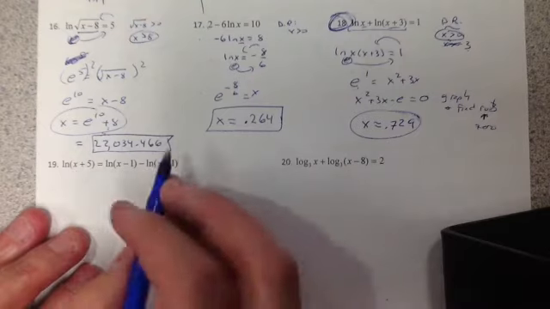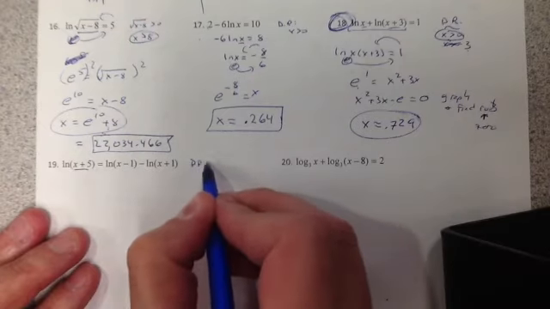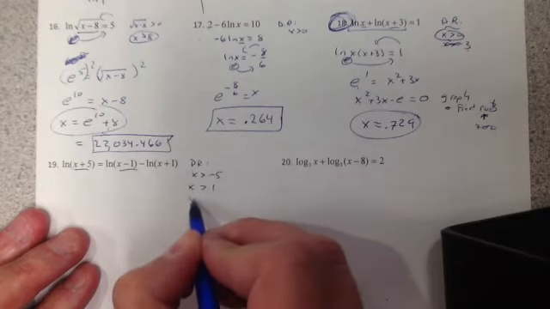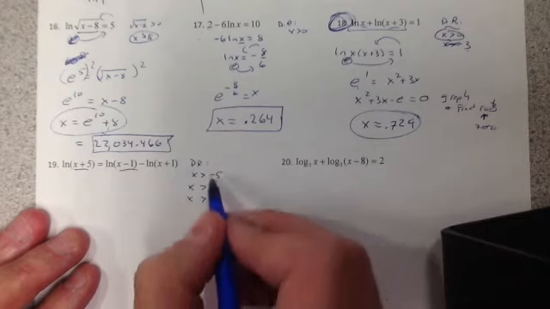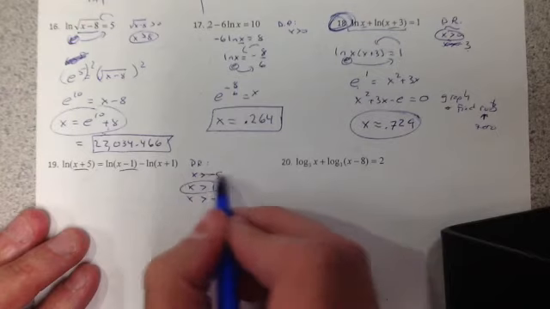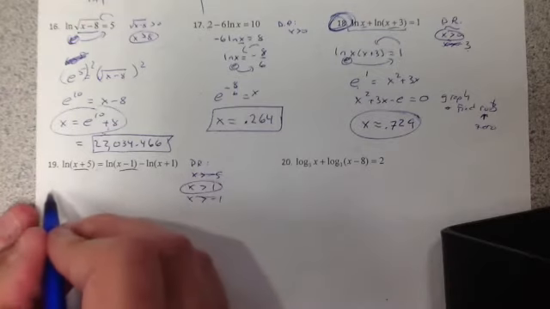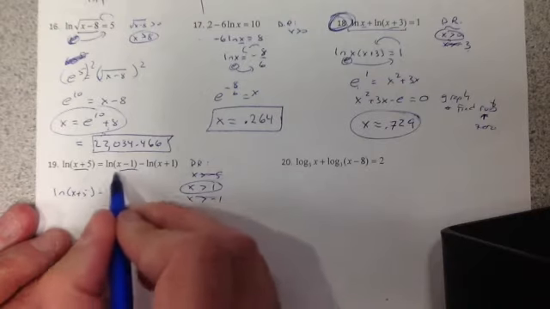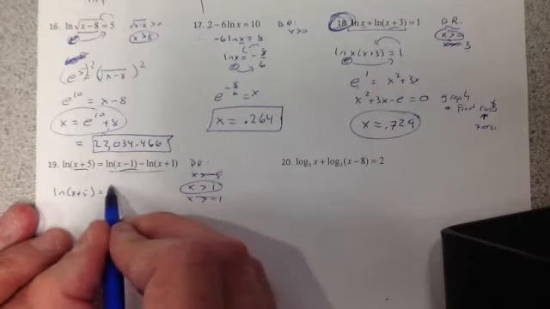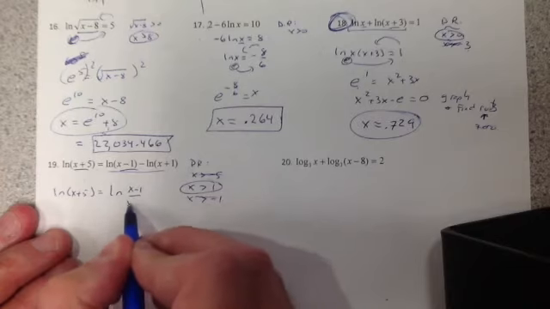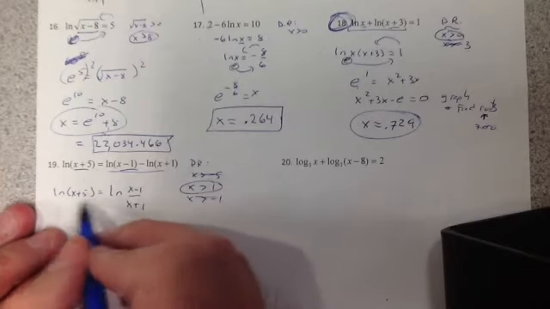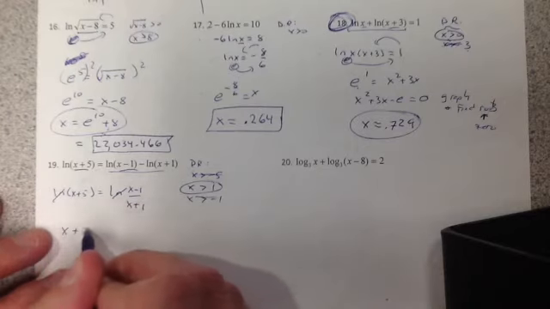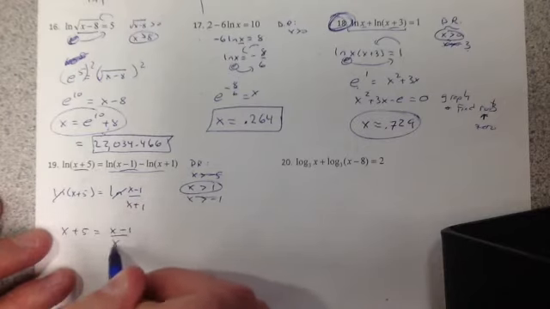Domain restrictions: x is greater than negative 5, x is greater than 1, x is greater than negative 1. Since 1 is bigger than both of those, that's the one we want. I can write this, natural log of x plus 5 equals, I'm going to write this as a division, the natural log of x minus 1 over x plus 1. And like number 9, I have a natural log on both sides. They just cancel. So I get x plus 5 equals x minus 1 over x plus 1.